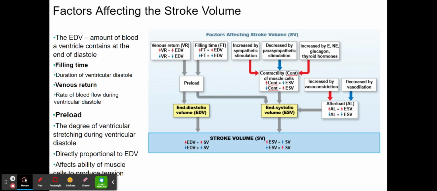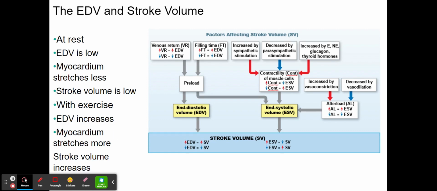The stroke volume is the difference between the end diastolic volume and the end systolic volume. Changes in either EDV or ESV can change the stroke volume and thus cardiac output. The factors involved in regulation of stroke volume are indicated. Recall that the EDV is the amount of blood in a ventricle at the end of diastole, just before contraction begins. Two factors affect this volume: the filling time and the venous return.